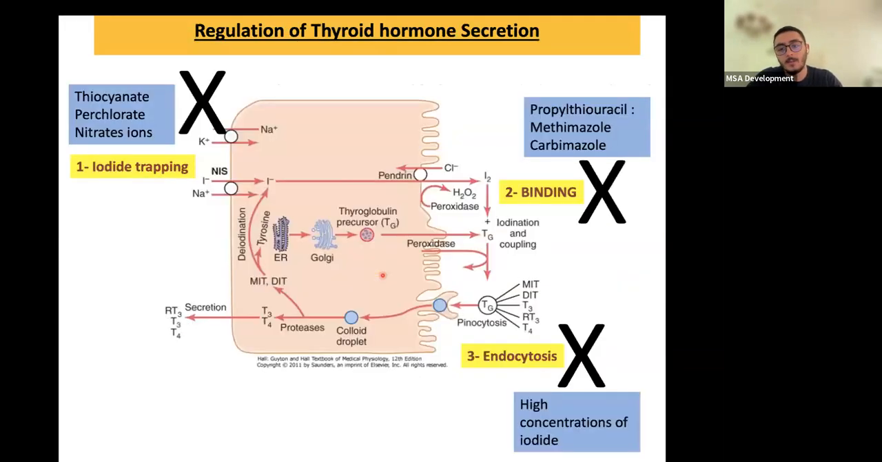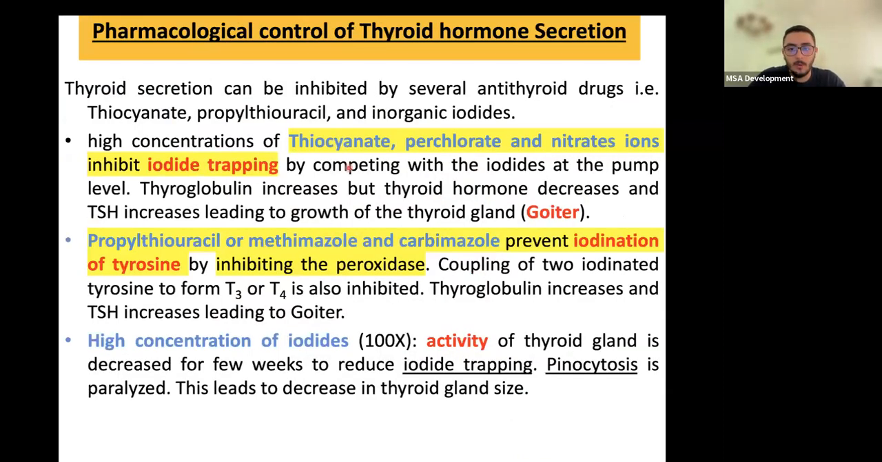Remember, peroxidase acts in three steps: oxidation, then organification and coupling. So the drugs inhibit all of these steps because they inhibit one enzyme, which is peroxidase. And this step, or both of these, lead to goiter. All of them lead to goiter, and I will explain how right now. So goiter is basically swelling. The swelling of the thyroid gland is called goiter.